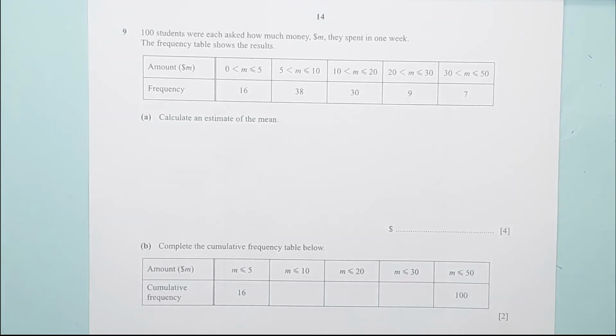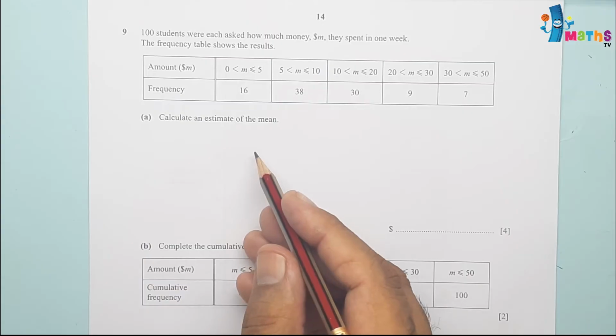Question number 9. 100 students were each asked how much money, in dollars, they spent in 1 week, and amounts and frequencies are given. Calculate the estimate of the mean.